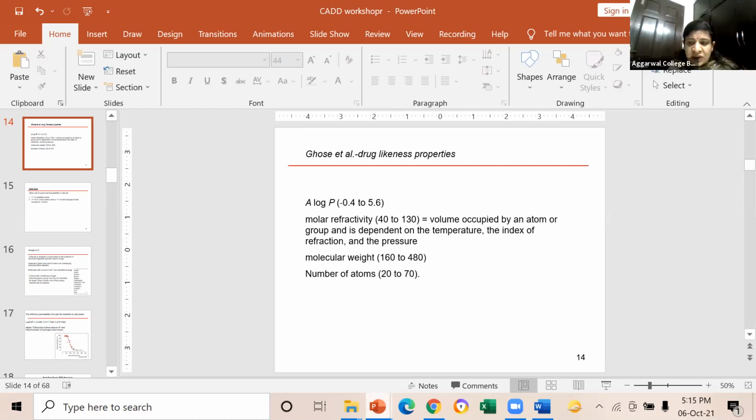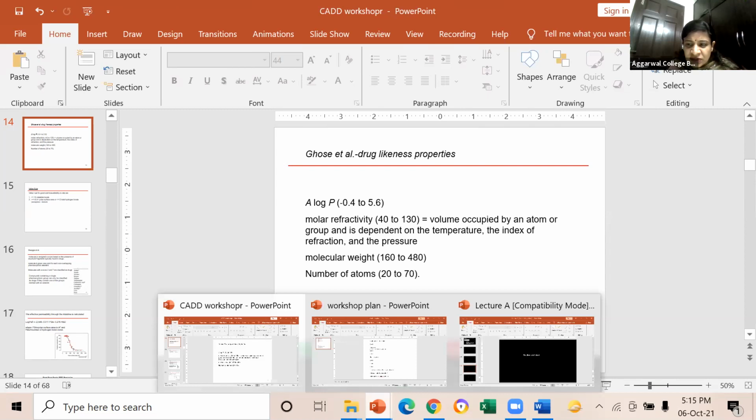Sir, there is one question about searching for the properties of a novel compound on SwissADME. The participant is asking, is it a secure connection? As the URL is showing that it is not a secure website. Yeah.